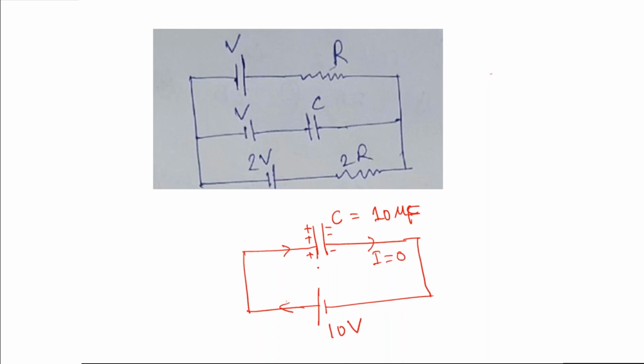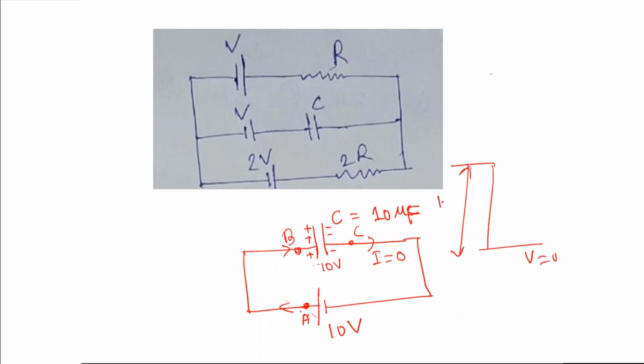What is the current in the circuit? It will be zero, because upon getting fully charged, the potential difference across these two plates will be the same as your source. So here also the potential difference will be 10 volt across these two plates of the capacitor. So there is no potential difference between these two points, suppose this is point B and point C, so there is no flow of charge.